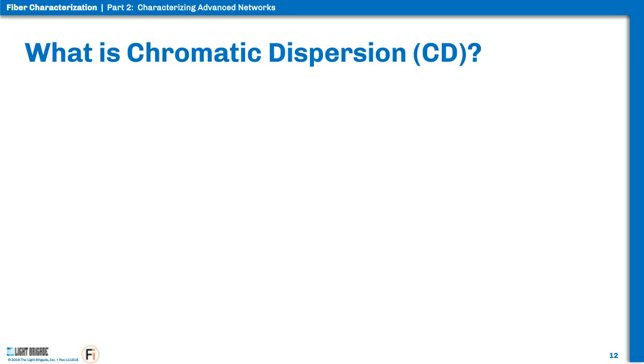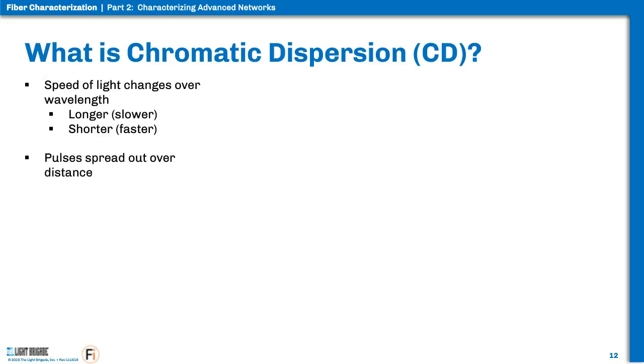First of all, what is it? So what we have here is chromatic or color dispersion, where when we send pulses of light out, or data pulses of light, and we're transmitting multiple wavelengths in this pulse, these wavelengths spread out because light travels at different speeds over different wavelengths. So the pulse actually spreads out. With positive dispersion, your longer wavelengths travel slower and your shorter wavelengths travel faster. So these pulses spread out over distance.